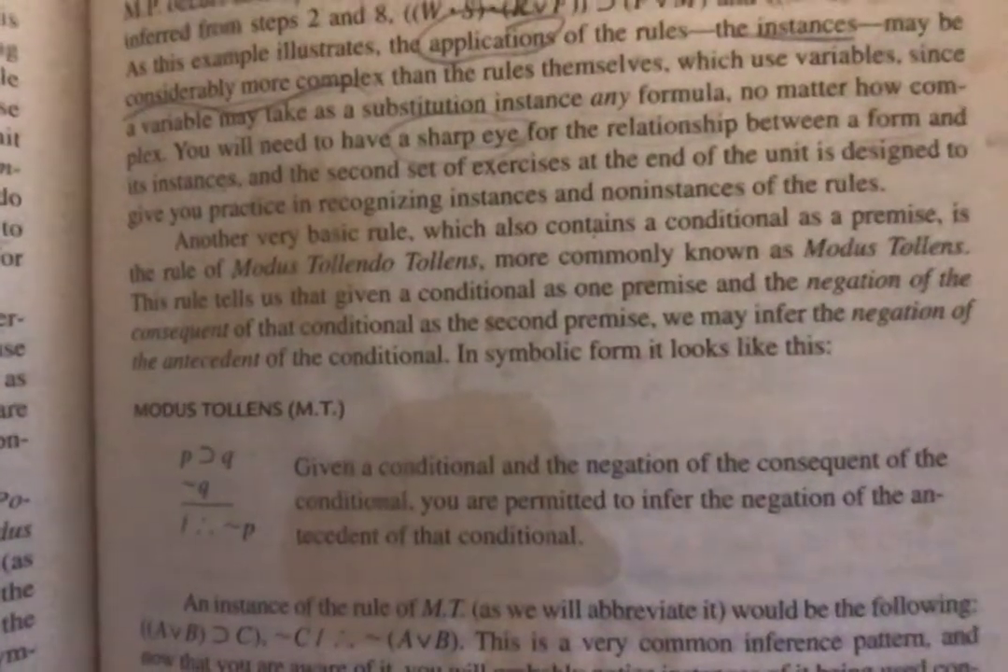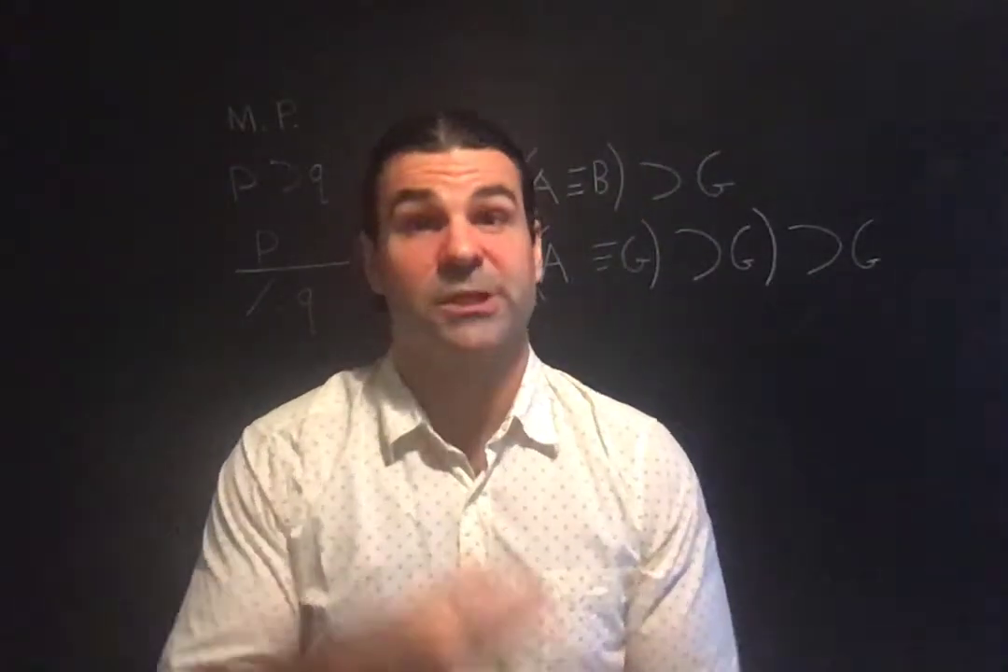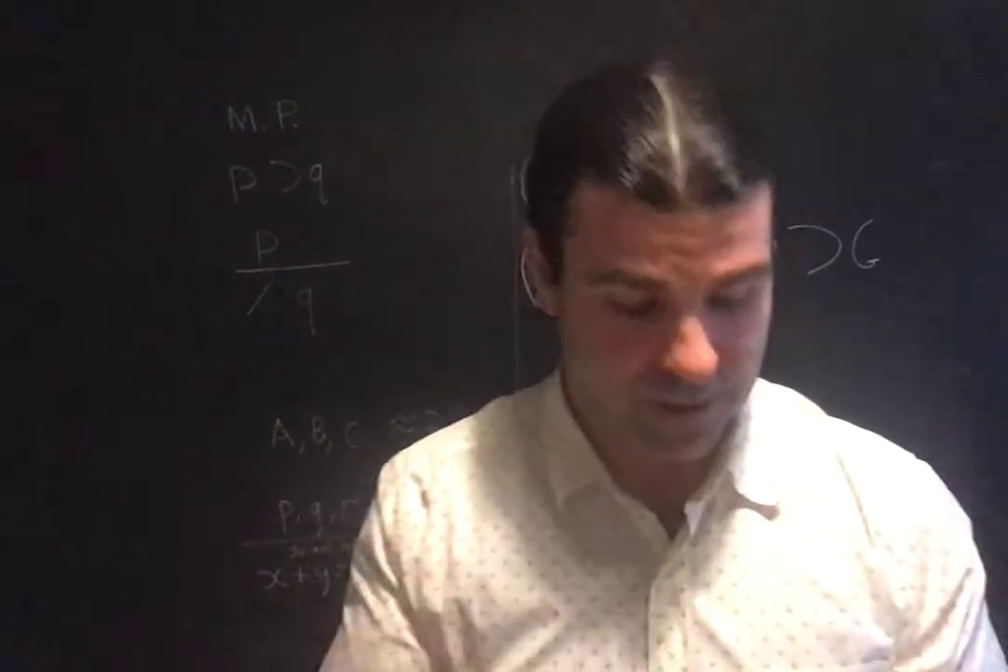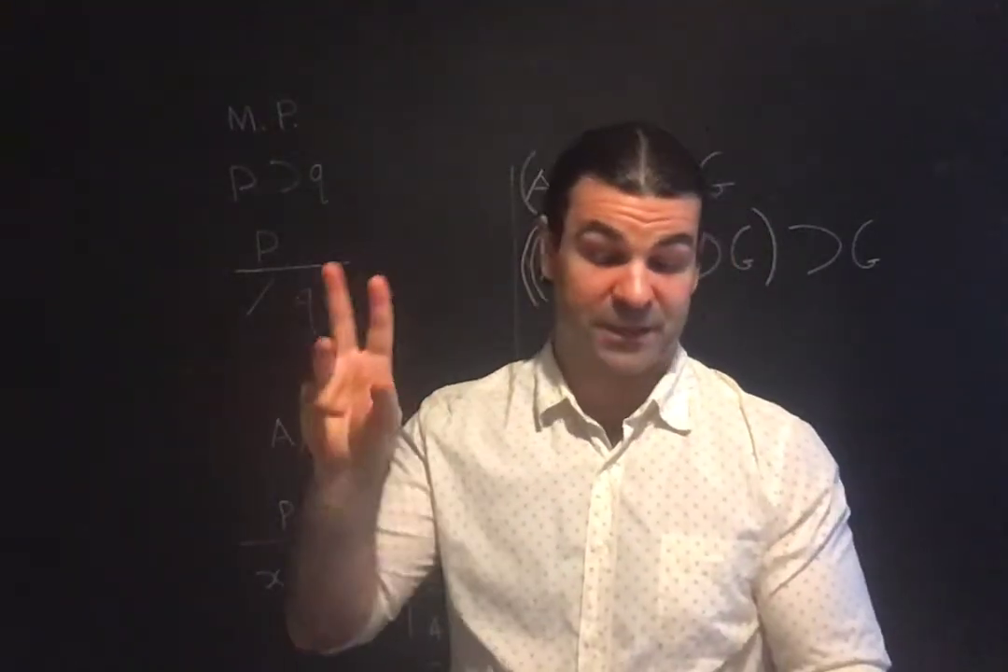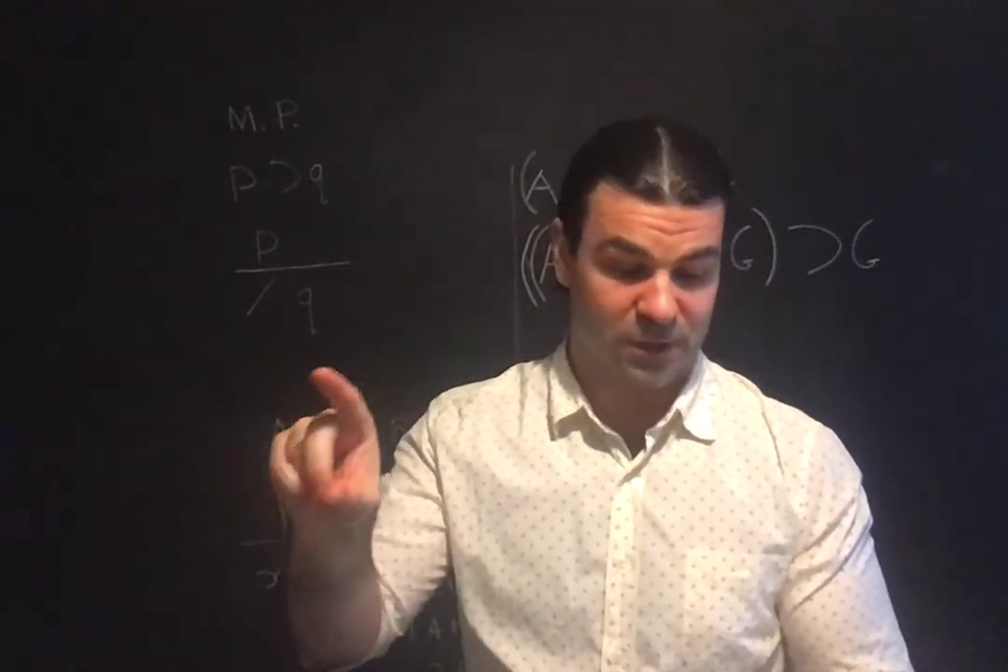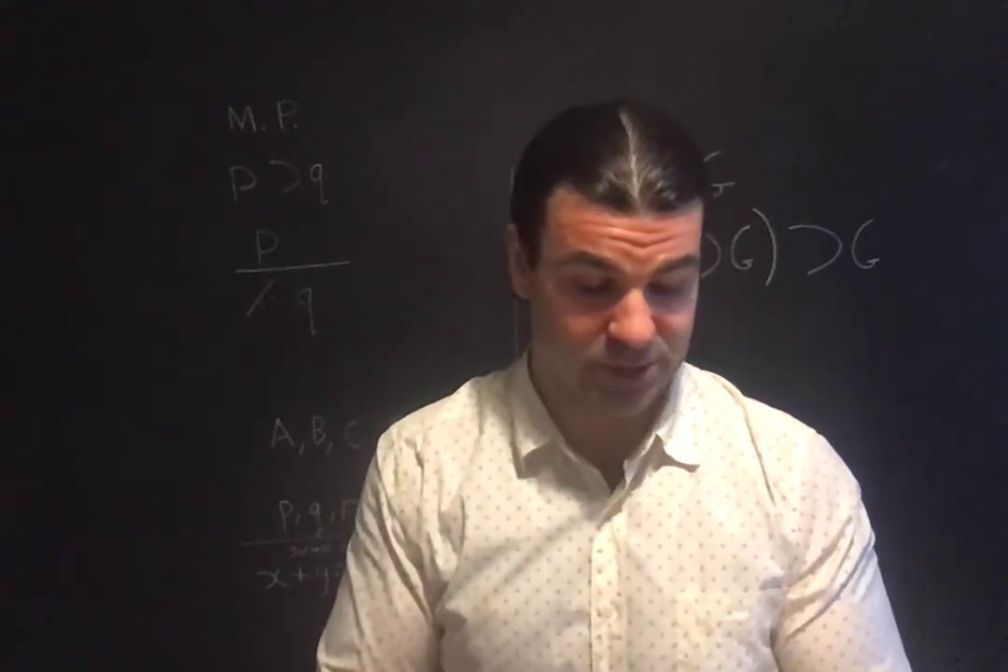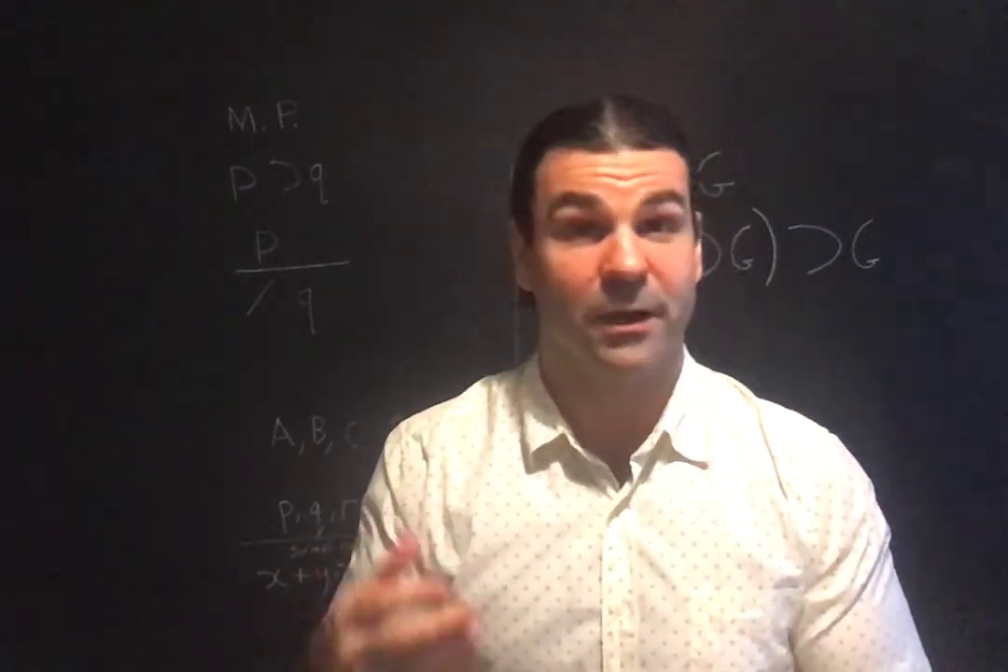And Modus Tollens on the next page, you'll see, right? See what it says there, right? That's the verbal description. You have to understand the rules like that. Given a conditional and the negation of the consequent of the conditional, you are permitted to infer the negation of the antecedent of the conditional, right?